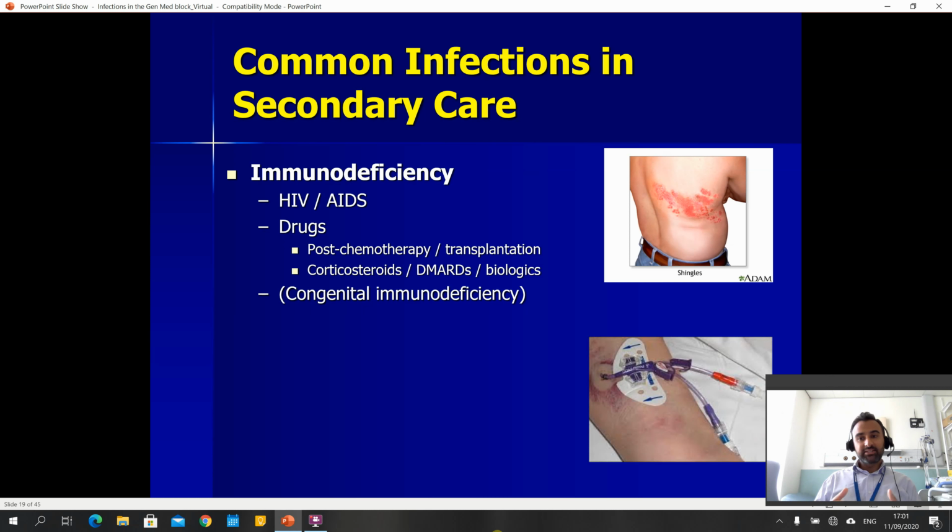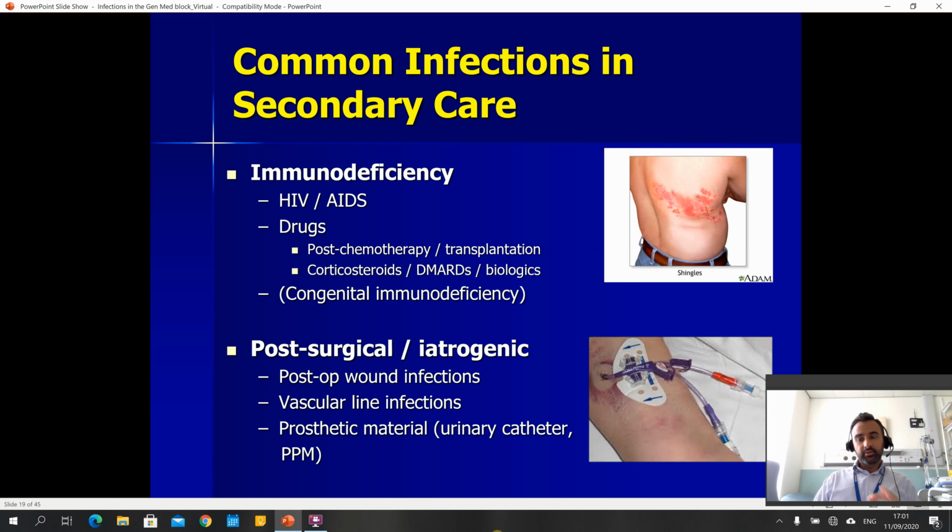However, if reactivation occurs in immunosuppression, it may cross dermatomes, it may be really widespread and look like the primary infection of chickenpox. And these patients often need to be admitted and given intravenous acyclovir to prevent really severe disease. And we mustn't forget the congenital immunodeficiencies as well, which I won't really talk about here.